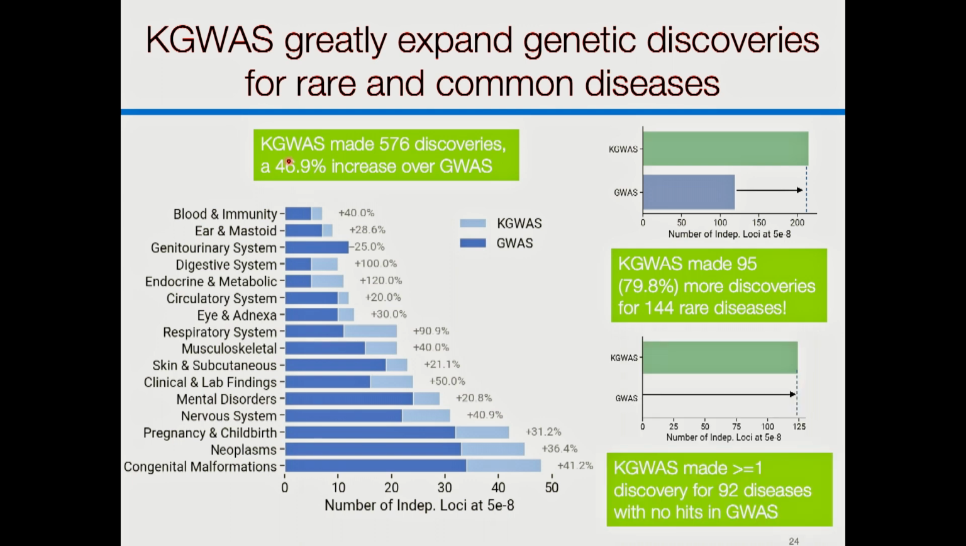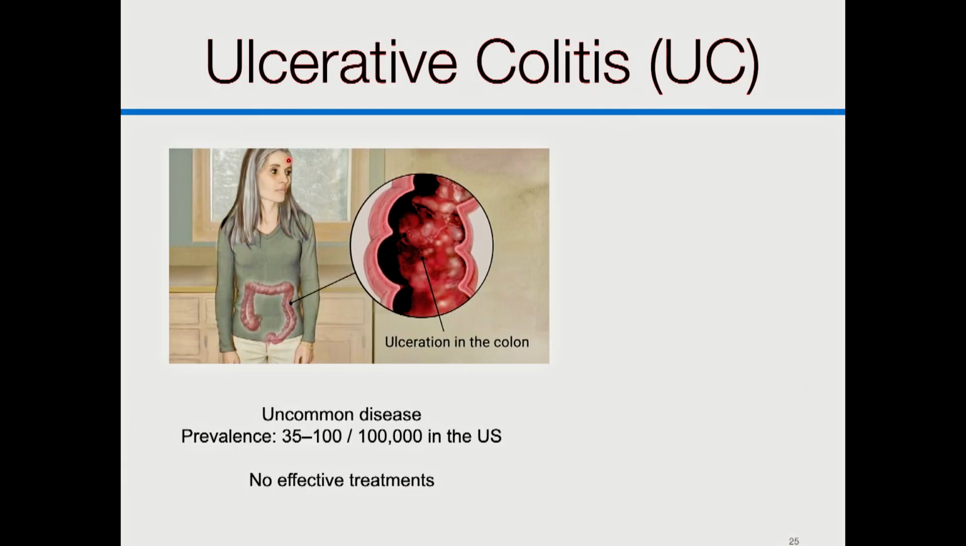And another thing to look at is the diseases with 0 hits in the original GWAS. This means that if KGWAS can find 1 hit, then it potentially leads to an initial understanding of the disease mechanism of these diseases. And we're able to do that for 92 diseases in these 500-ish diseases. So overall, I think we can conclude that KGWAS greatly expands the genetic discoveries across a wide range of diseases in a consistent fashion for both rare and common diseases.